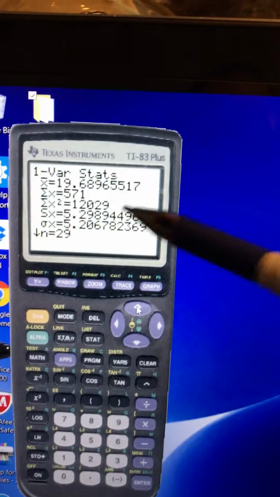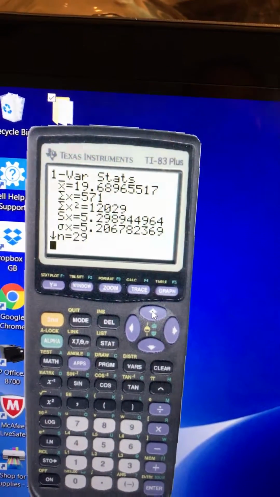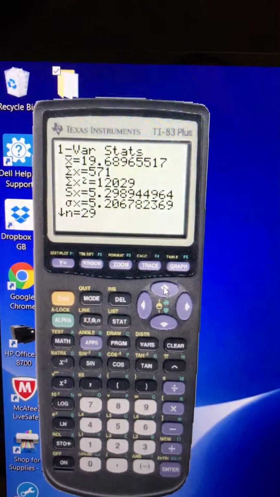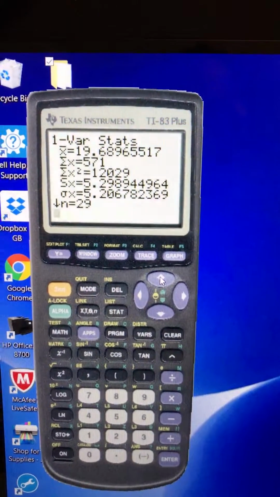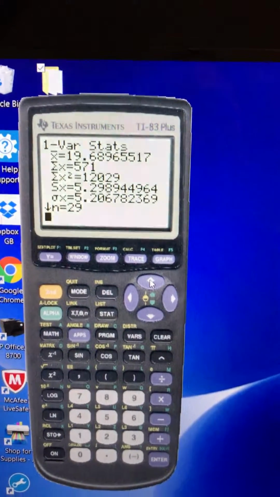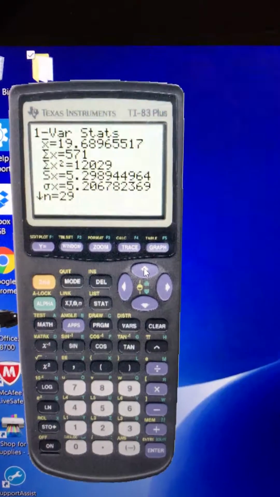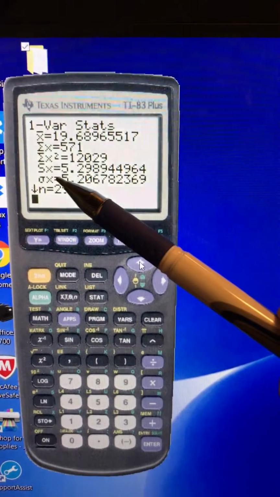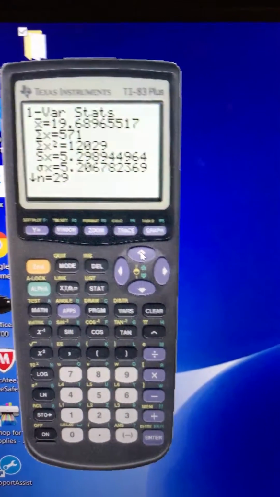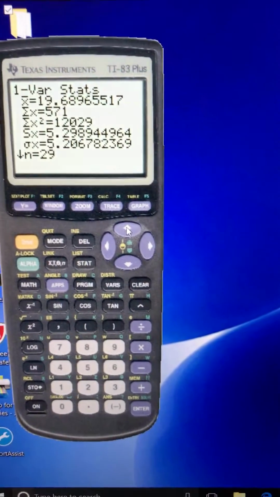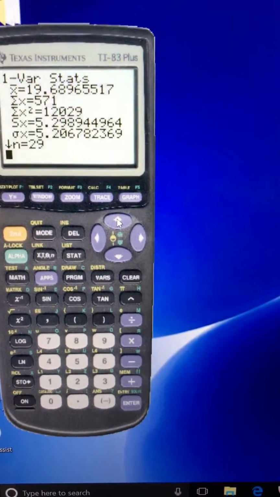And remember, the calculator gives you S and sigma because the calculator doesn't know if it's a population or a sample, so the calculator will give you both. So you have to know, do I use the population number or do I use the sample number? So we've already said it's a sample, so we're going to use SX. Now remember, the calculator notation is not proper notation, so it's just S, so you leave the X off.